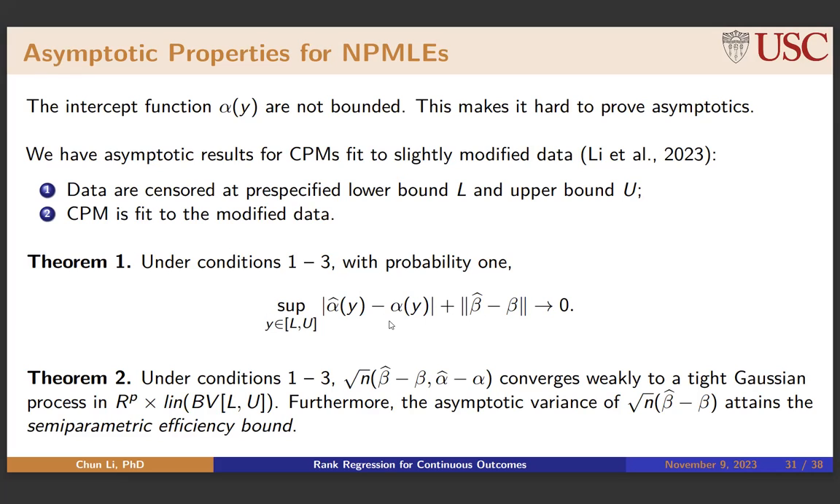Every time we prove asymptotics, there are two things. One is consistency, one is asymptotic distribution. So consistency is the first one, and asymptotic distribution is the second one.